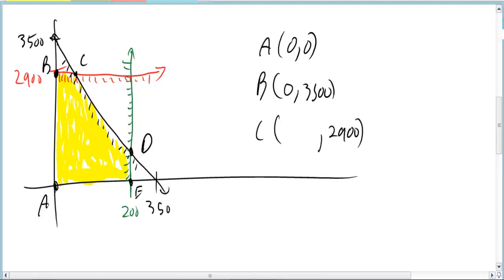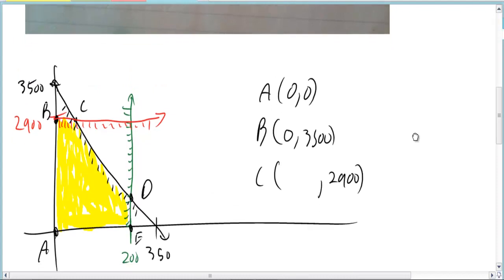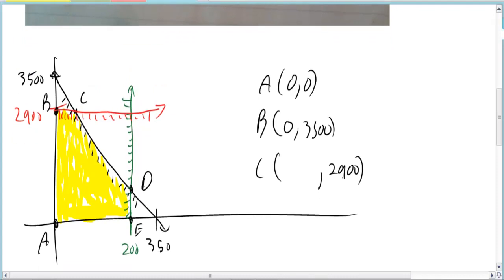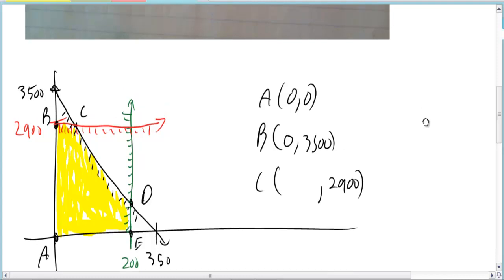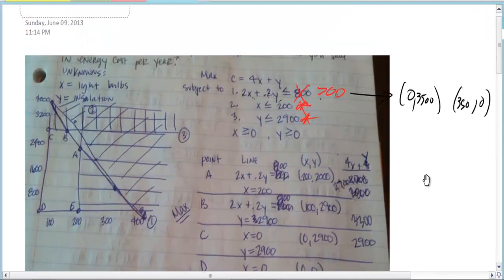So we now just need to see, for our one line that was diagonal, the one that had the first equation, when we put in 2,900 for y, what do we get out for x? Once we do that, that'll give us that corner point.